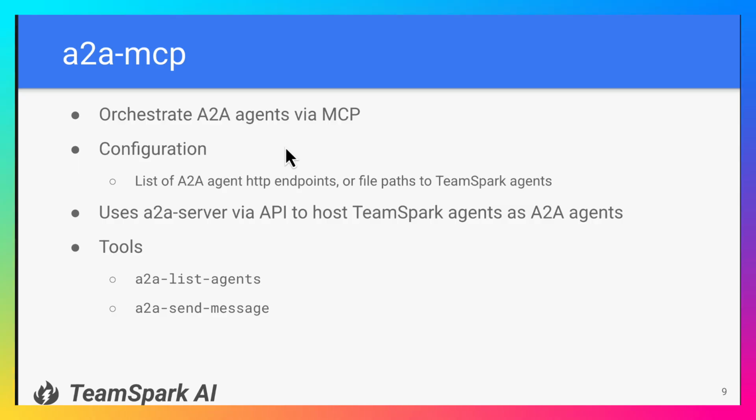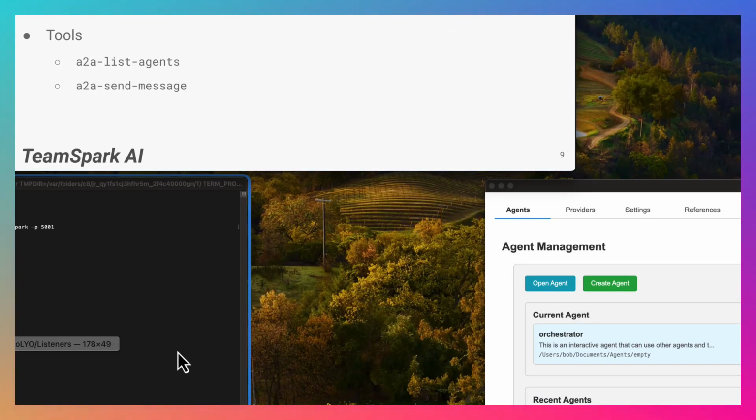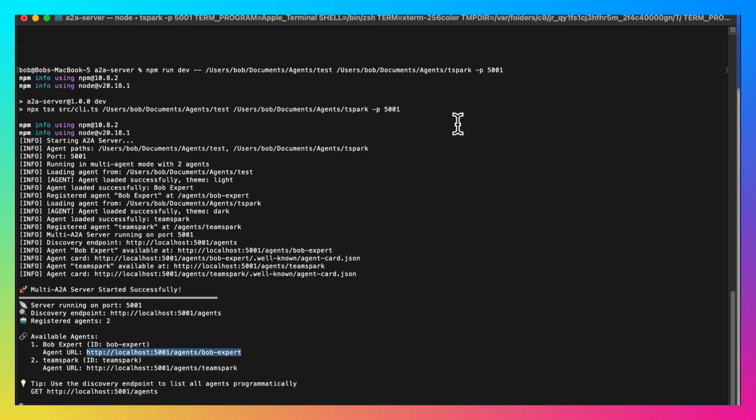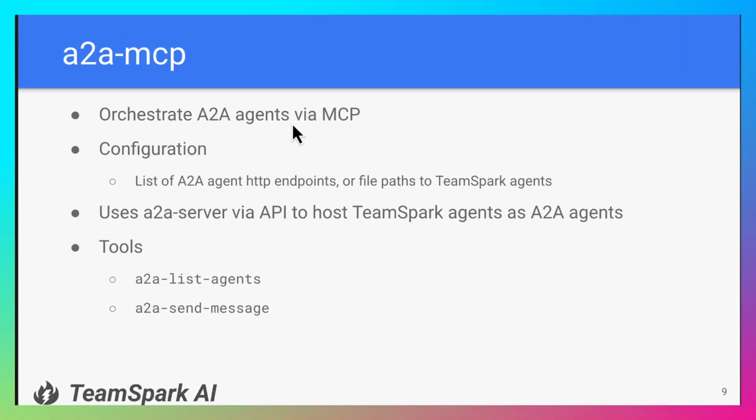You give it a list of A2A agent HTTP endpoints. So you can basically give it these endpoints that we found right here, and it will serve those via MCP to any agent. So this is not a TeamSpark specific thing. This happens to be how we use it, but you could use this A2A MCP in any LLM that supported MCP, and through that be able to give it A2A client support, so we can use A2A servers and delegate to other agents. So that's kind of cool.